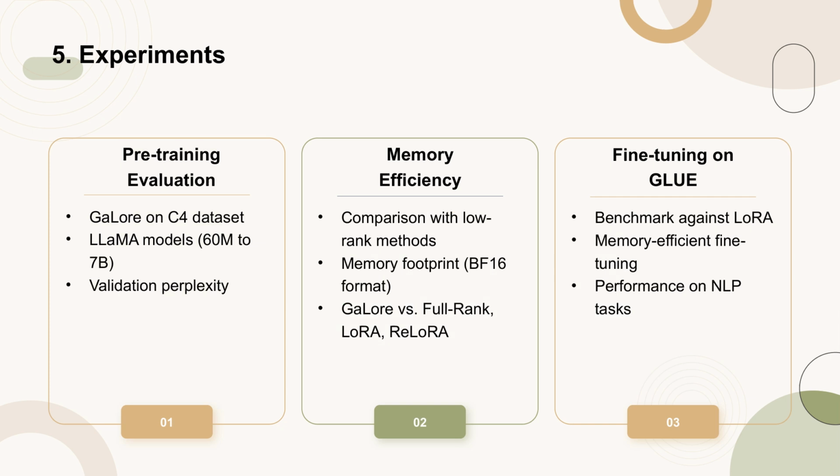In this section, we evaluate GaLore's performance in both pre-training and fine-tuning scenarios. For pre-training, we apply GaLore to train LLaMA-based models on the C4 dataset, ranging from 60 million to 7 billion parameters. We report validation perplexity and compare GaLore's memory efficiency with other low-rank methods such as full-rank, LoRA, and ReLoRA. GaLore demonstrates significant memory savings while maintaining competitive performance.